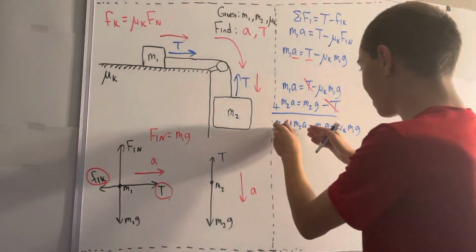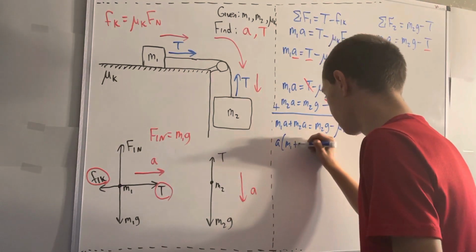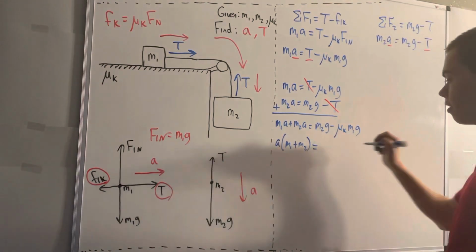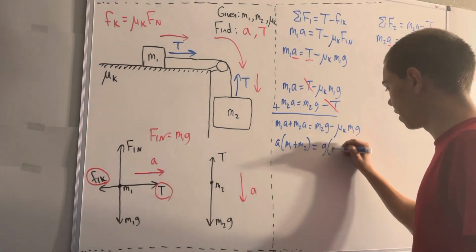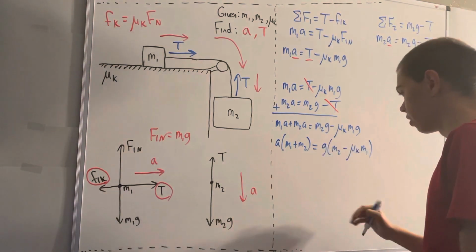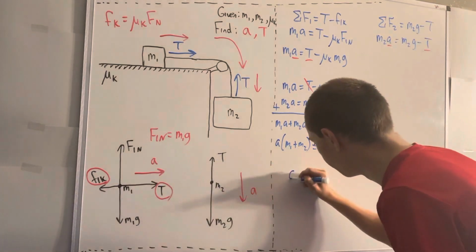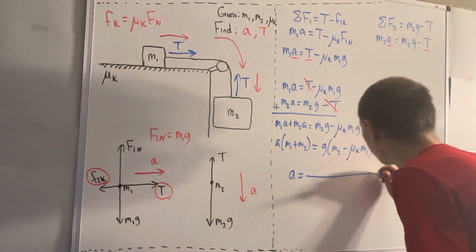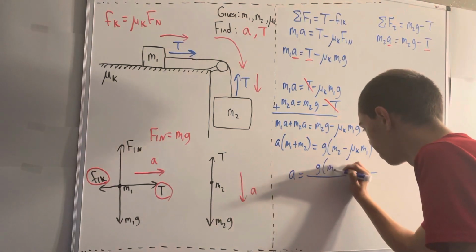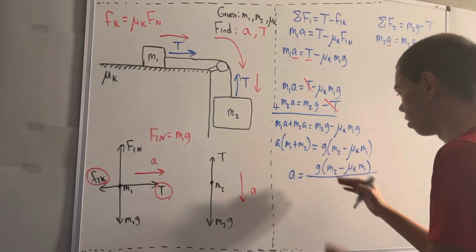Right? We could factor out acceleration, so a times m1 plus m2. And on the right side, we could factor out g, right? So we get g times m2 minus mu k m1. And then just solving for acceleration, we divide m1 plus m2 to the other side. And we get acceleration is just g times m2 minus mu k m1 all over m1 plus m2.